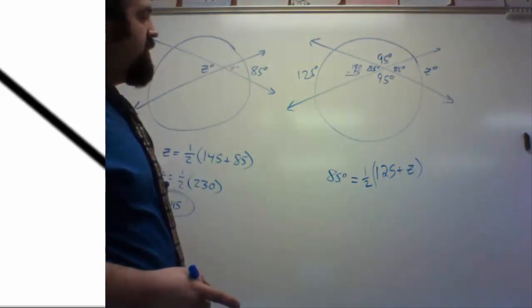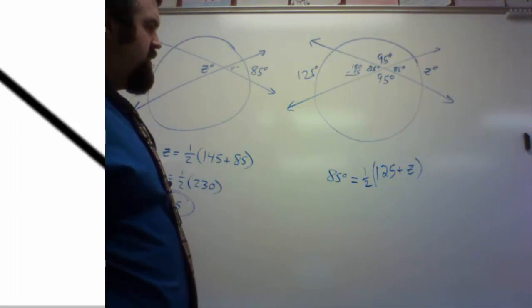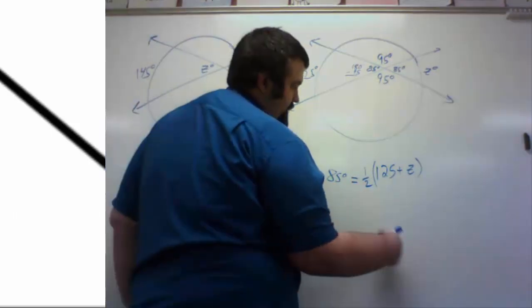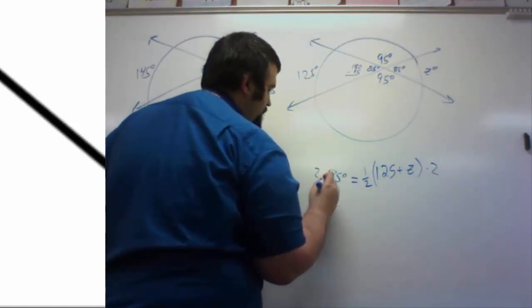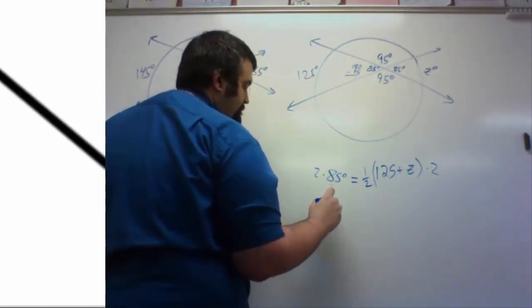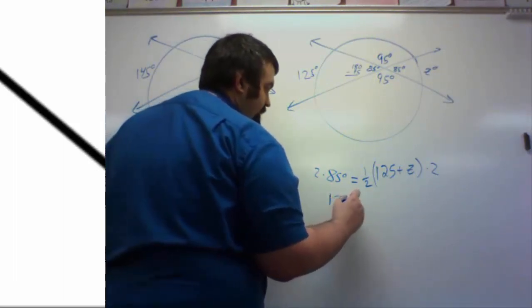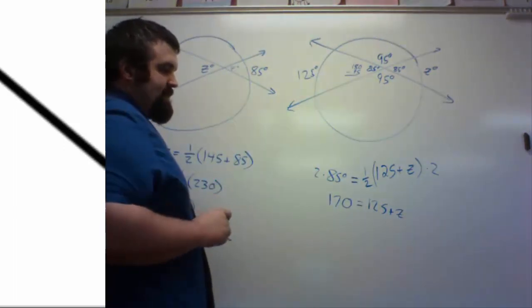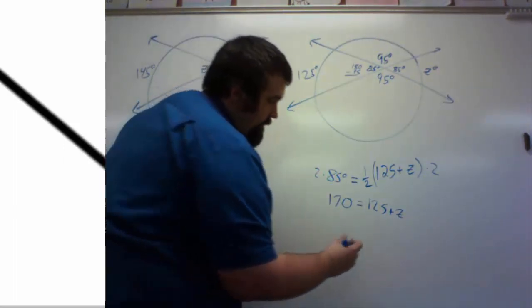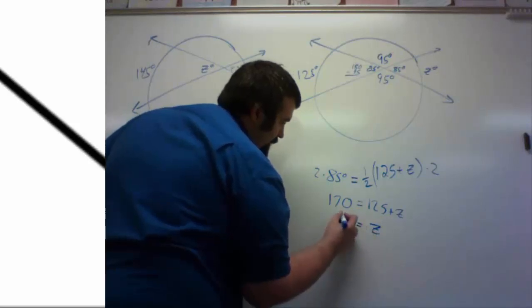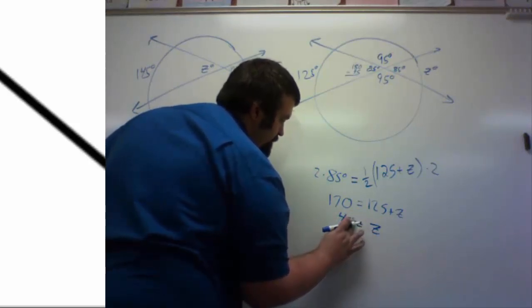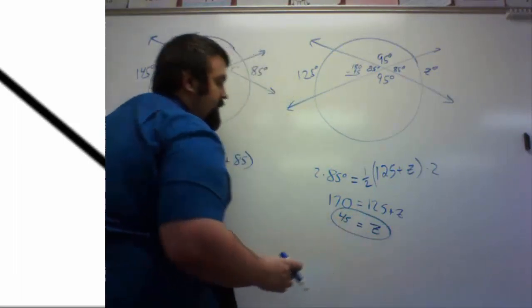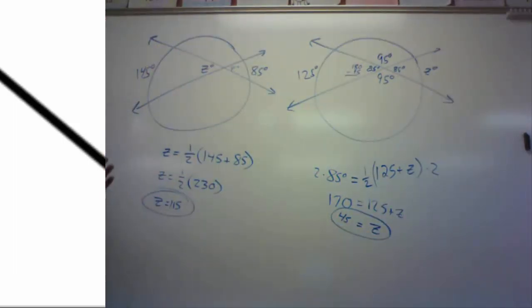Solve for z. Z is all the way over there. So I want to do the furthest thing from z first, so I get it by itself. This is a half, so multiply both sides by 2. So this side becomes 170, and this is 125 plus z. Well, z is almost by itself. All I have to do is subtract 125 from both sides. So z equals 45 degrees. Although I think z already has a degree symbol, so I'm just going to leave it as z equals 45. And there I go. That's how I will do problems like this.